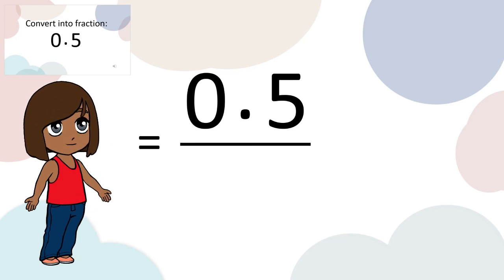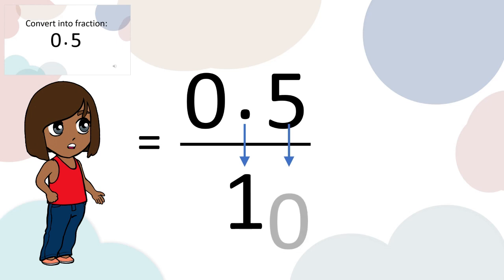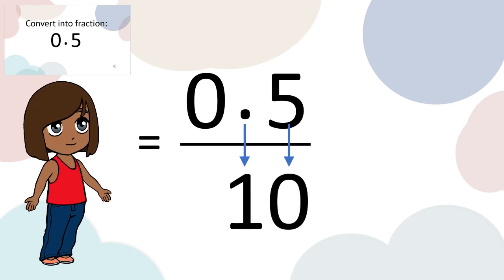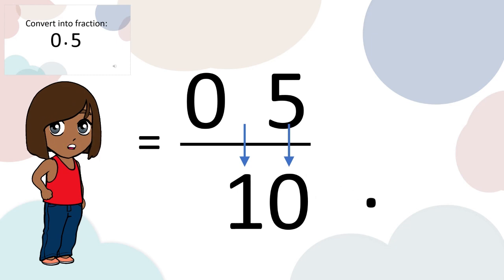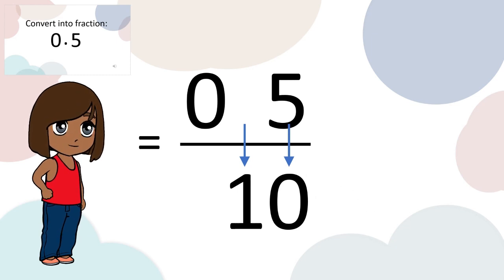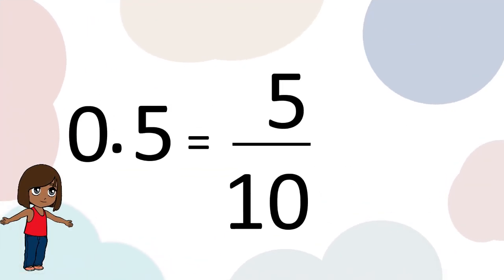For denominator, put a 1 below the decimal, a 0 below each number after the decimal. You have the denominator as 10. Drop the decimal, and you get the numerator 0.5, which is 5. So we have 0.5 equals 5 by 10. For the questions coming up, you could pause the video and try getting to the answer first.